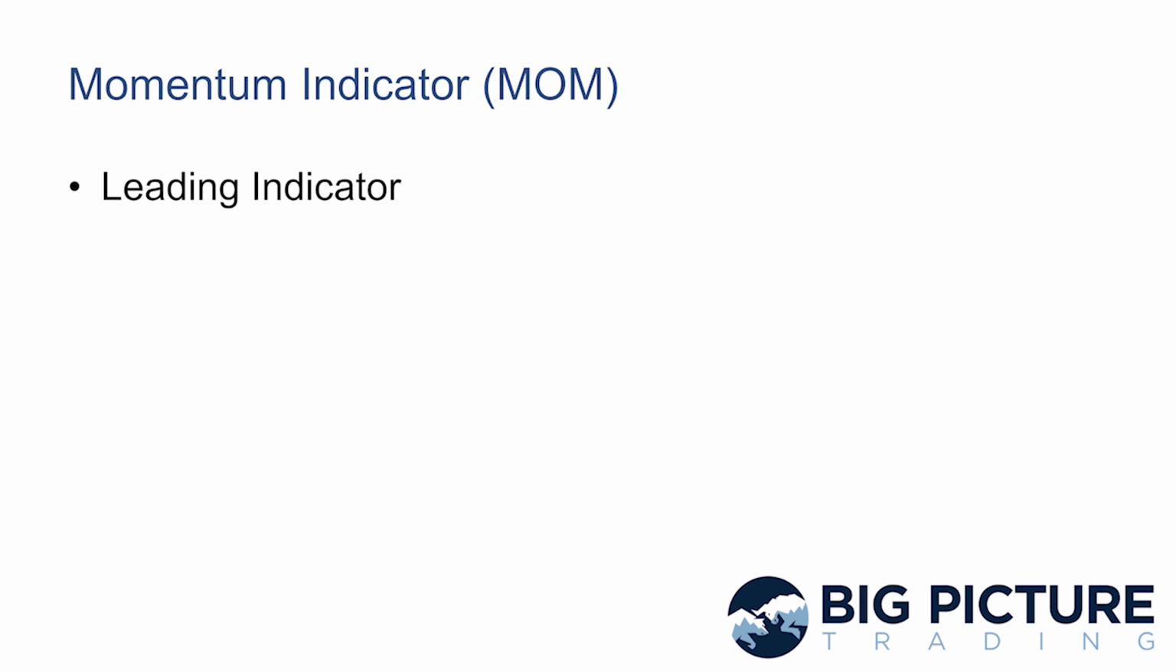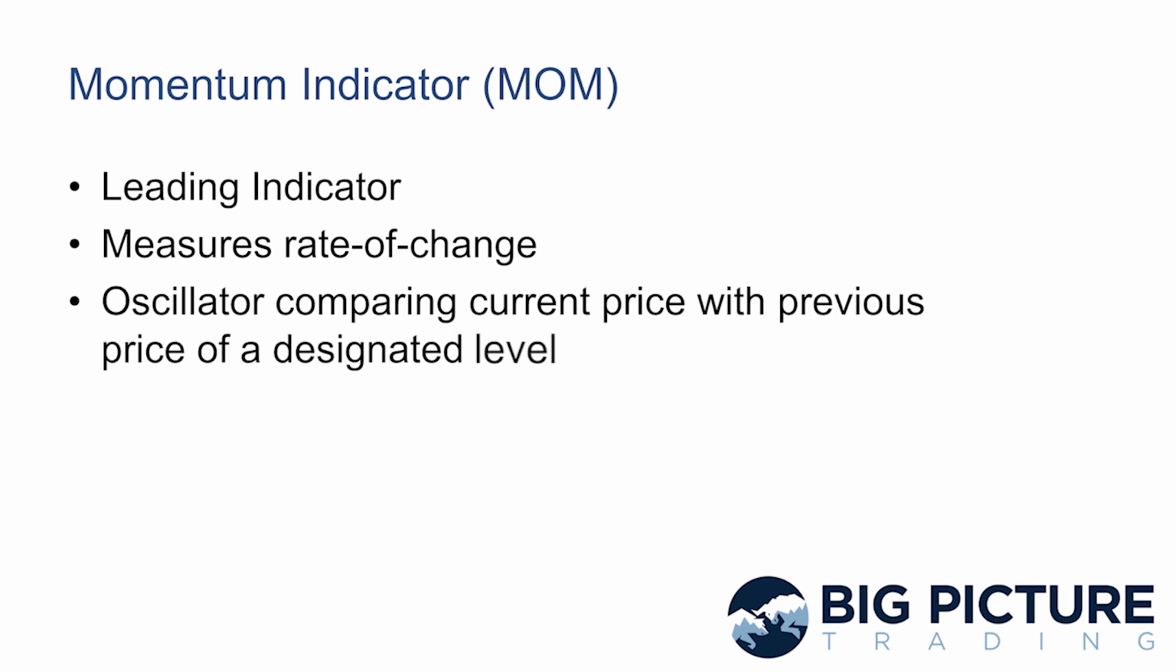And so a momentum indicator measures the rate of change in the underlying security. And the oscillator compares the current price with the previous price of a designated level. And so the easiest thing to do is actually just have a quick look at one of these.